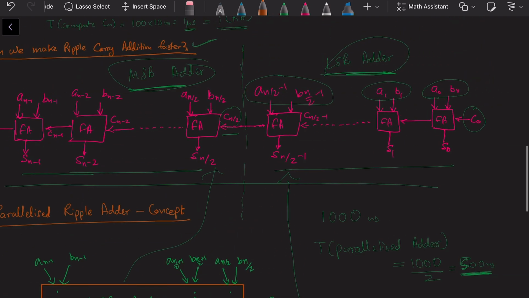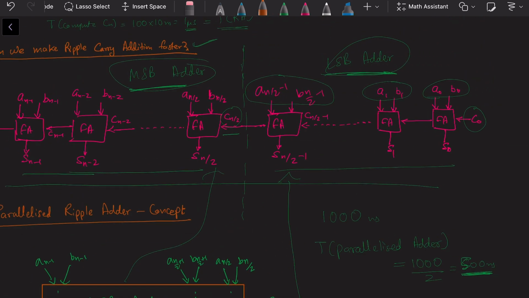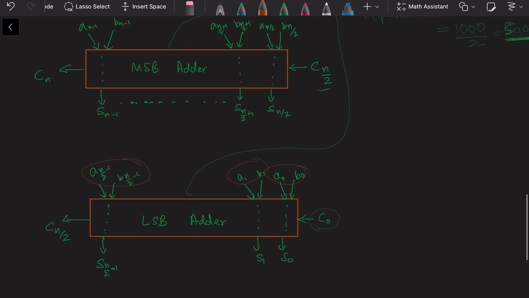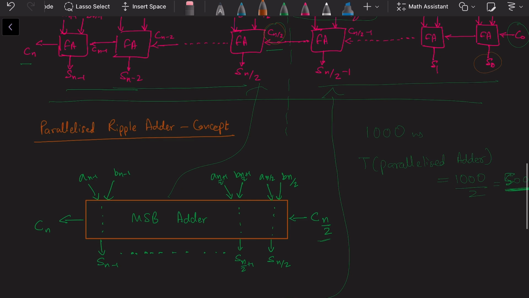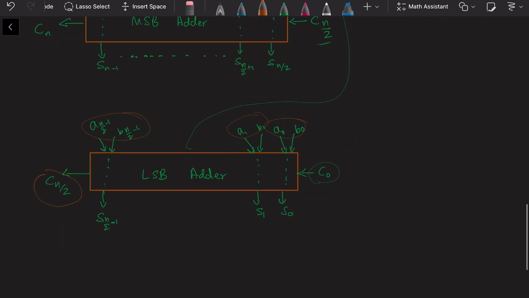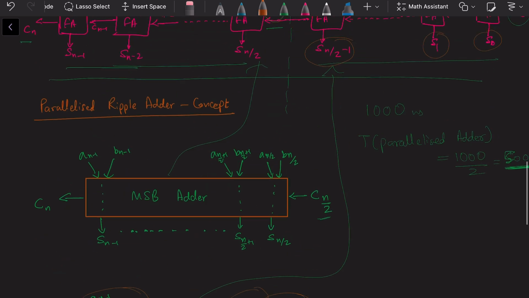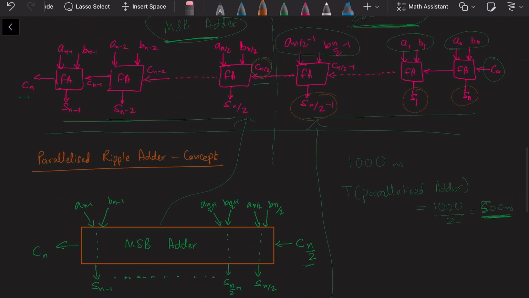And the output this LSB adder produces is Cn/2, which I've shown here. It also produces S0, S1, up to S(n/2-1). So we can see that it's producing it, right? Similarly, there's a one-on-one correlation between the inputs and the outputs of the MSB adder diagrams here and there. You can do a one-on-one mapping and you can see it. Maybe pause the video to just verify.